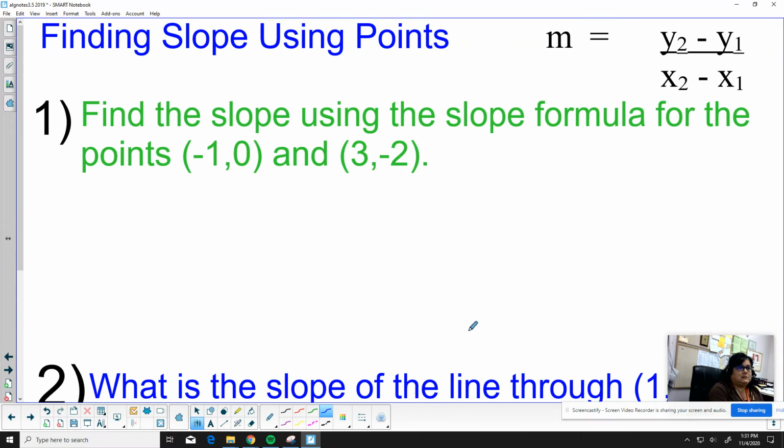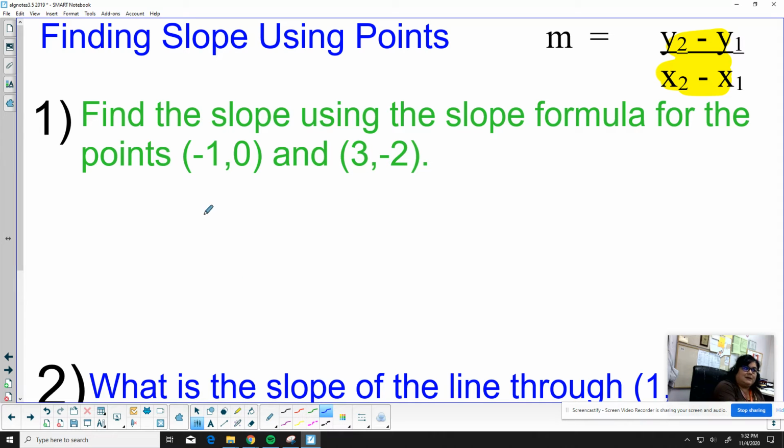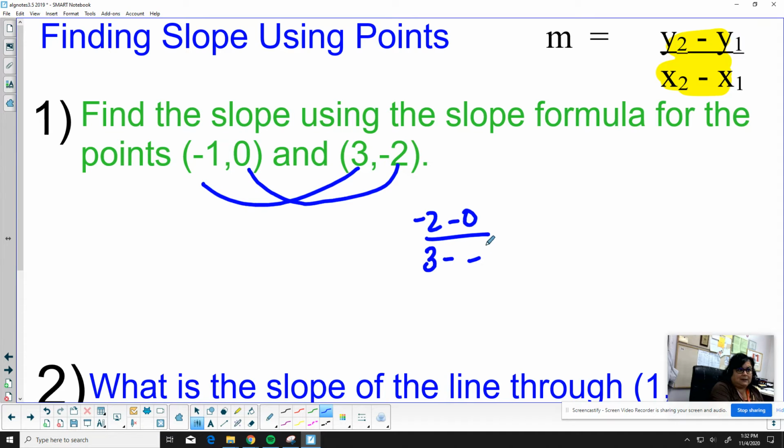All right, so now we're going to switch to the slope formula. Here's the slope formula up here in the corner: y2 minus y1 over x2 minus x1. So what I'm doing is I'm subtracting the y's in the numerator, and I'm subtracting the x's in the denominator. So I'm taking one point and minusing the other point. So I do the y's together. So it's the back two that I'm subtracting. So negative 2 minus 0, and then the x's, 3 minus negative 1.